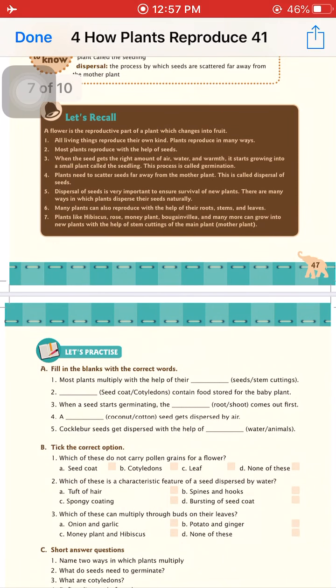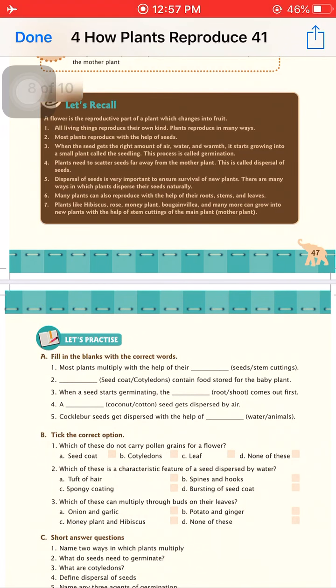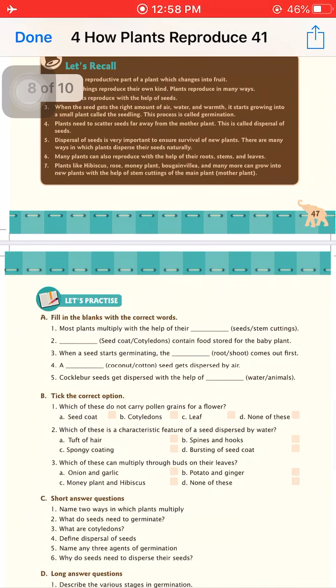Next MCQ: which of these do not carry pollen grains from a leaf? Pollen grains are transferred with the help of wind or any process, but none of these. So the answer is none of these. Second: which of these is a characteristic feature of dispersal by water? In dispersal by water, seeds have a spongy surface. So the answer is C, spongy coating. It helps them float on the water easily.